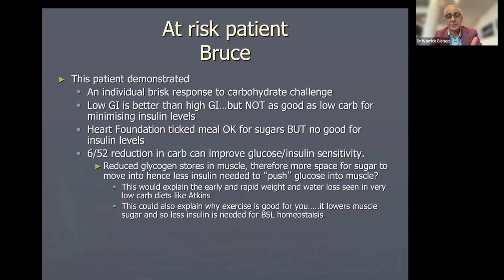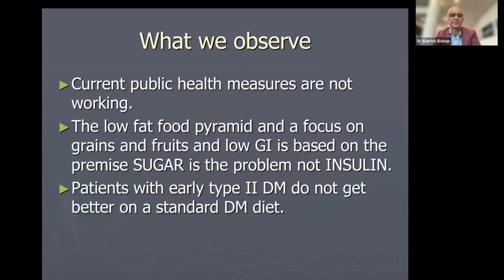So Bruce, really a brisk response to a carbohydrate challenge. His numbers showed us that low GI is better than high GI, but not as good as low carb. Showed us that the Heart Foundation tick of approval meal was respecting sugar, but wasn't really respecting insulin. And really, really importantly, it showed us that 6 weeks of a reduced carbohydrate eating regime could start to restore insulin sensitivity. So what we do observe is that current public health measures are not working that well.